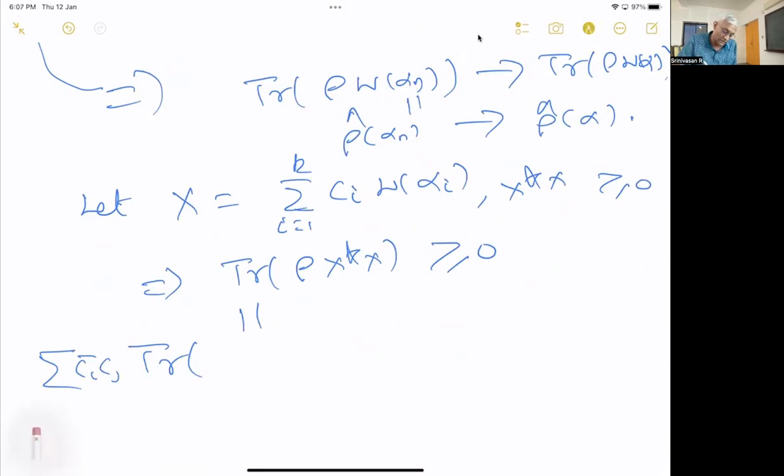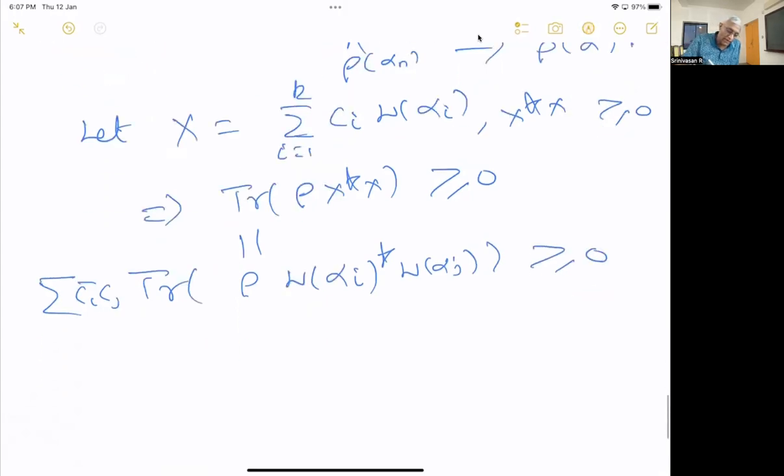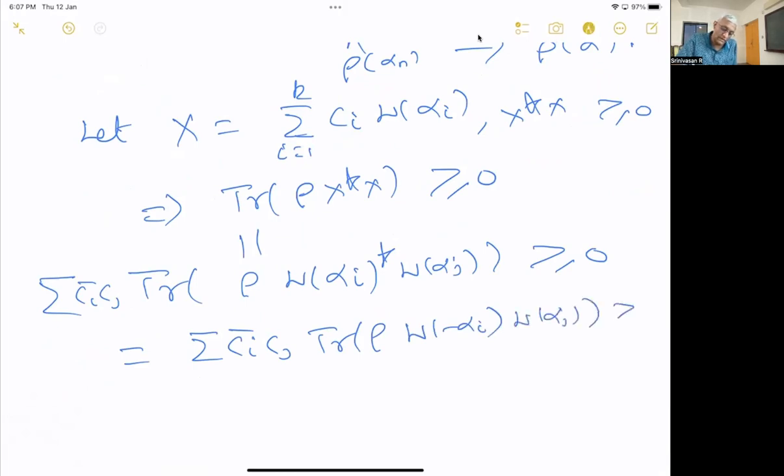Sorry, rho is there this side. Rho, W of alpha I star, W of alpha j is greater than or equal to 0. But W of alpha I star is W of minus alpha I, right? The star is minus of that, right? So W of alpha j is greater than or equal to 0.